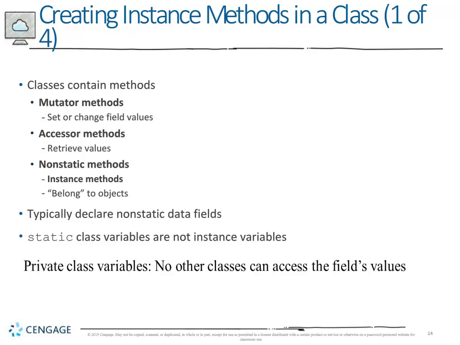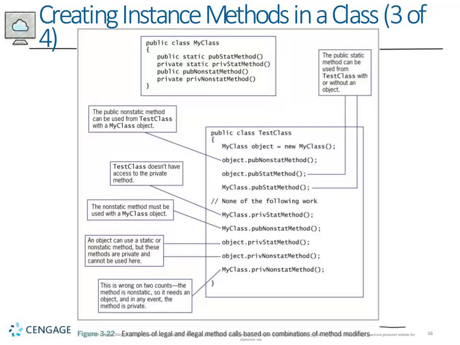Private access for fields means no other classes can access the field's value. So only methods of the same class are allowed to use private variables. It provides information hiding. This figure provides examples of how public, private, static, and non-static methods can be used by another class. The private method cannot be called from outside the class, and the non-static method requires an object.